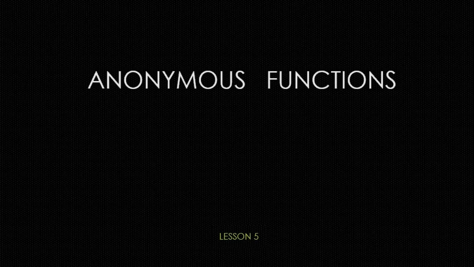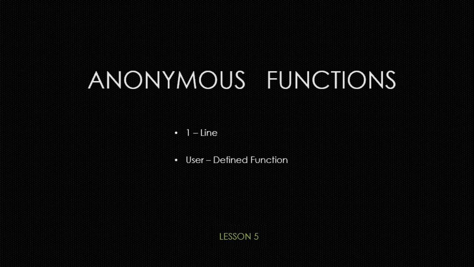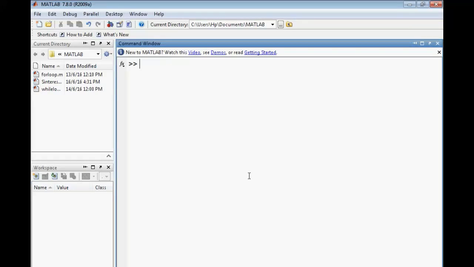This week we'll start with anonymous functions. These are one-line user-defined functions that are defined without a function file. It can be created by typing a function name, say hyp for hypotenuse, equal to, then @ symbol, within first brackets the input arguments, say a and b. After the first brackets, there's the expression, say square root of a squared plus b squared.